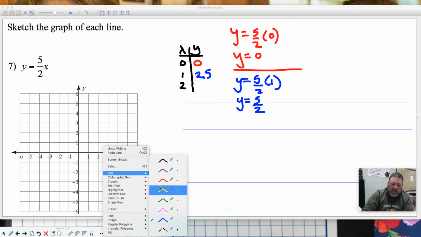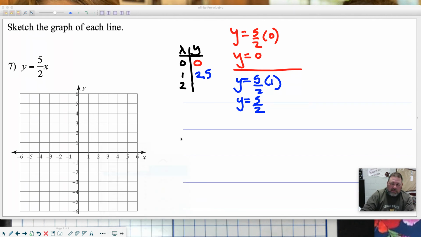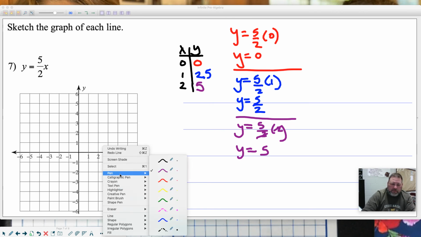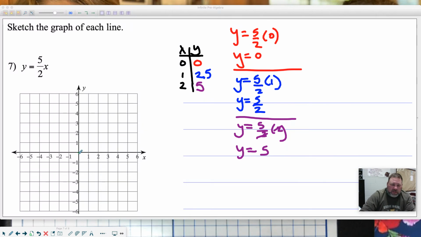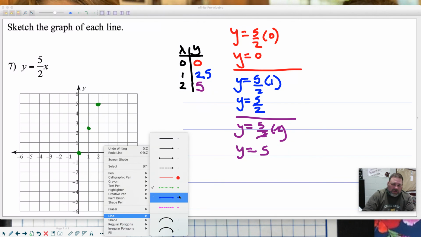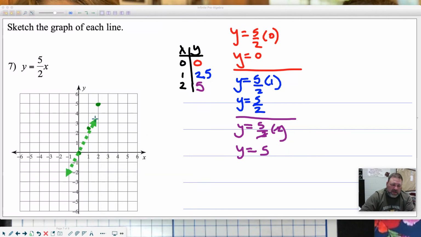And then let's do the next one. X equals 2. So 5 halves times 2. And I love these because these 2's actually cancel out. It leaves me with just 5. Okay. And so 0, 0 is right there. 1, 2.5. Remember that's 2.5. So we go to 2 and then just go up a half. Then over 2 and up 5. And look at that. Looks to me like they make a straight line, don't they?